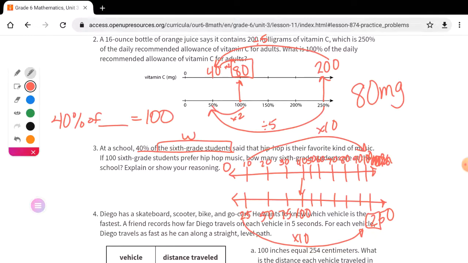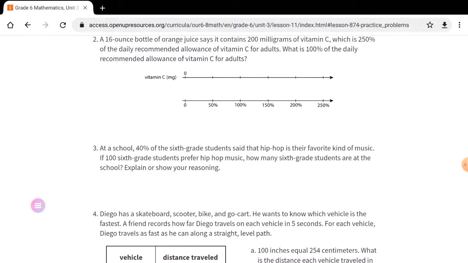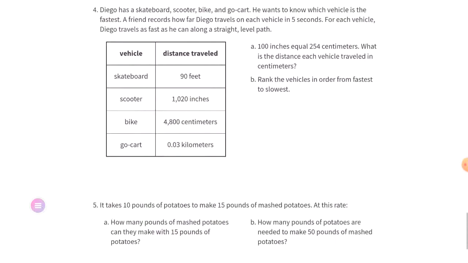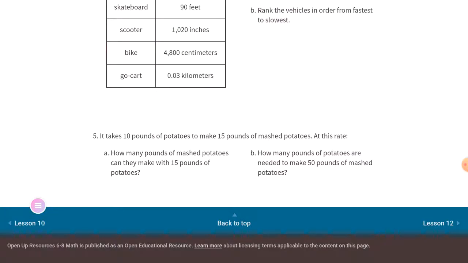Again, there's easier ways to get there. If we would have counted by 20s, our picture would have been a little bit easier, but again, it doesn't matter. We skipped 4. Number 5. The numbers weren't pretty, but you should be able to do it without a calculator.